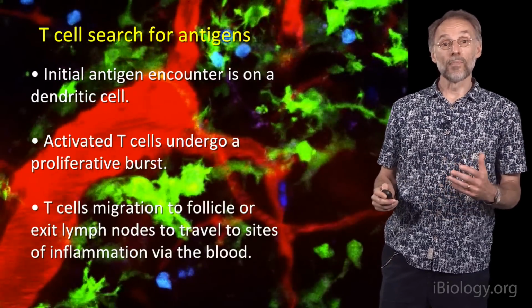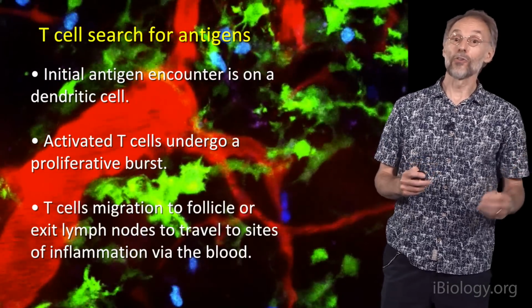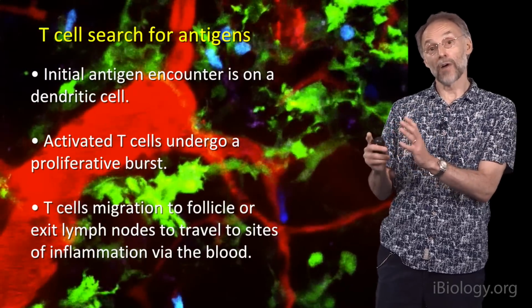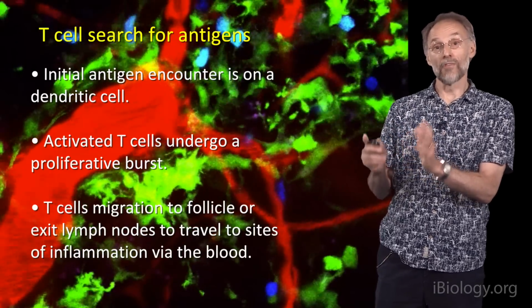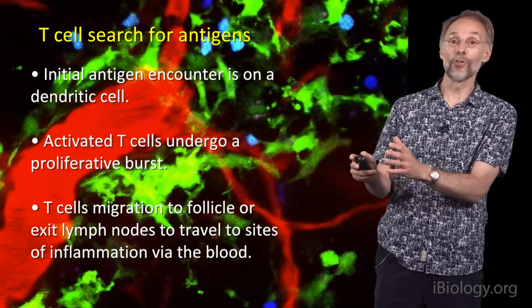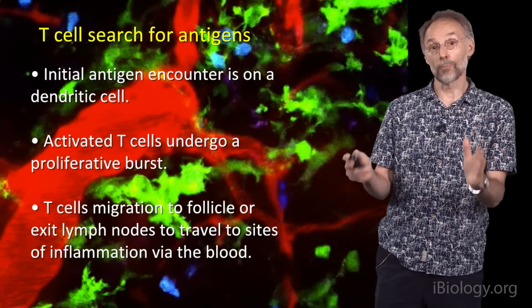And then these effector T cells will exit the lymph node or move to the B cell follicles. If they exit the lymph node, they'll go to sites of inflammation via the blood. And once they've entered those sites of inflammation, they'll be prepared to kill virally infected cells, for the killer T cells, or help other cells in the system coordinate their response to the pathogen.